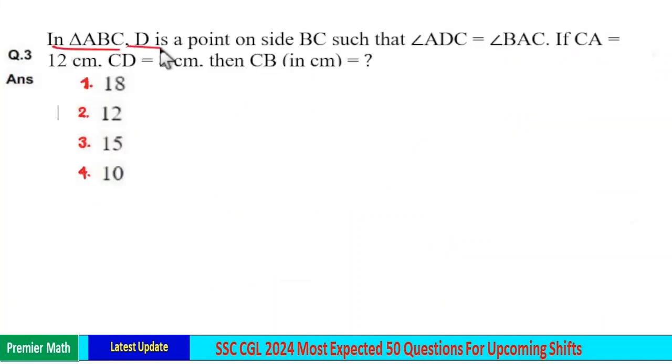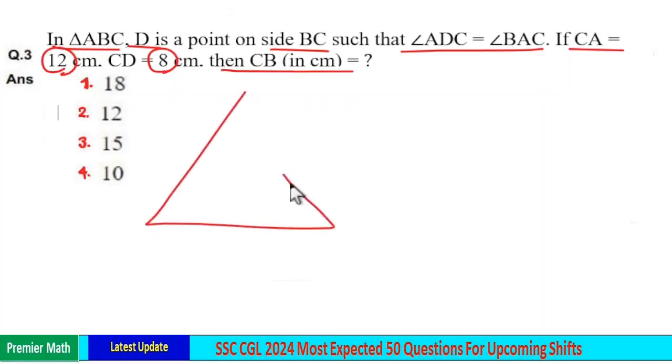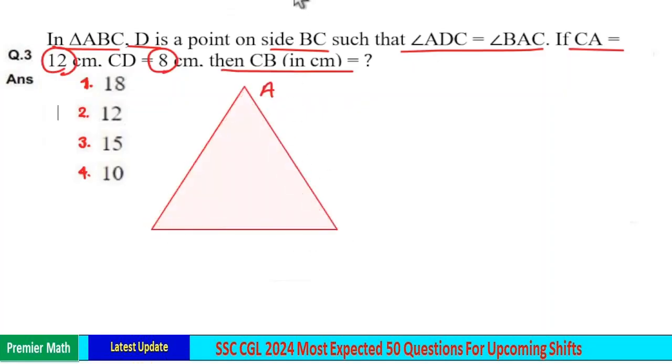In triangle ABC, D is a point on side BC such that angle ADC is angle BAC. If CA is 12 cm, CD is 8 cm, then CB is. Here this is triangle ABC. Now this is point D on BC. Angle ADC is equal to angle BAC.